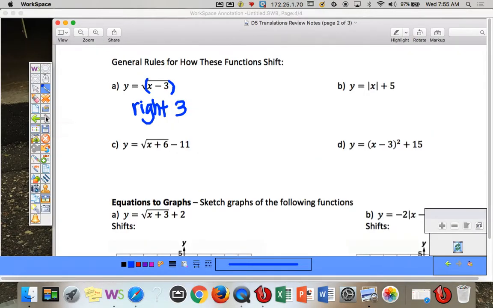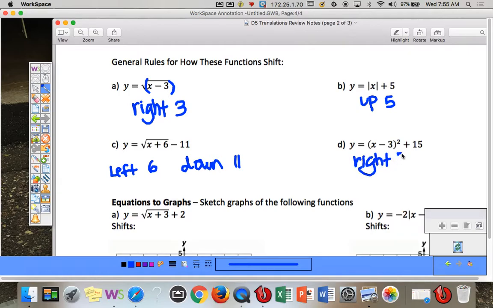Okay, the next one, if I go back, the absolute value of x plus 5 outside the parentheses, or the absolute value, is up or down. So plus 5 is up 5. This one's a combination of 2, so the plus 6 would be left 6, down 11, and that would be a square root function. If we have a squared function, a quadratic, it's a U-shaped graph. And again, inside the parentheses is left or right, and the minus would be right 3. The plus 15 would be up 15.